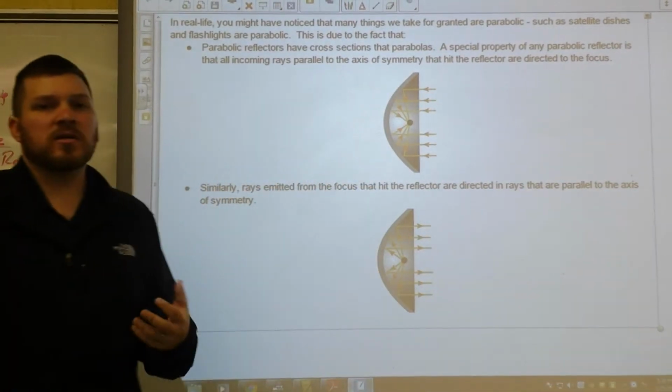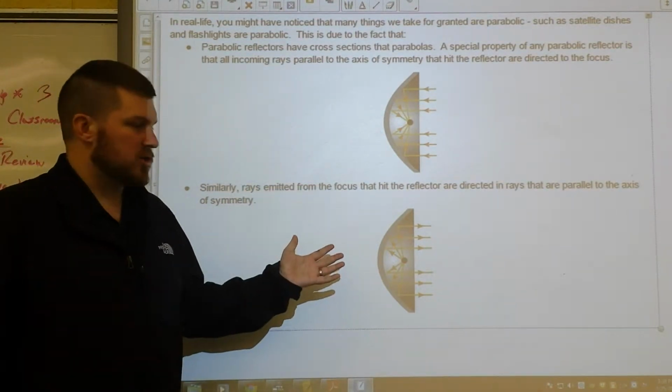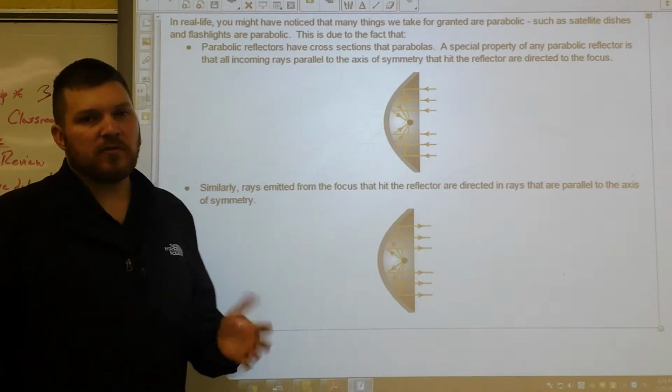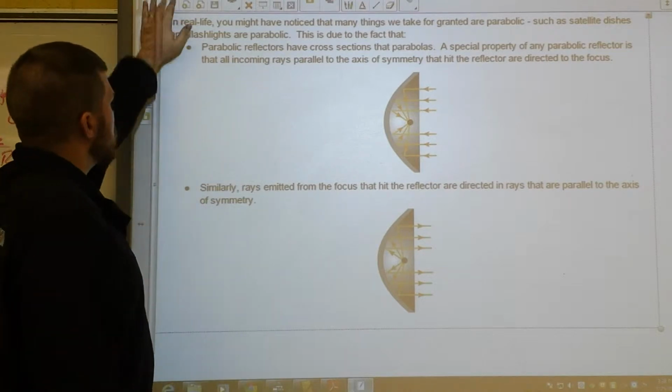So this is essentially, in a very concise nutshell, how satellite dishes work. That's the most obvious example of a parabolic reflector. So just a little FYI tidbit. Now let's do a problem.